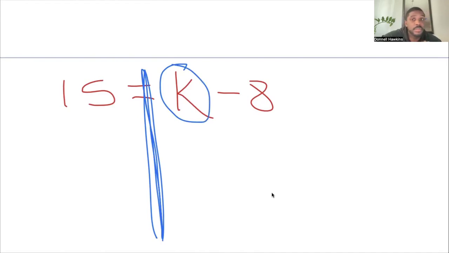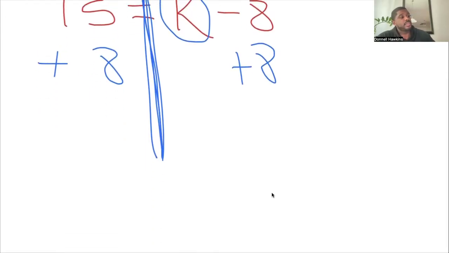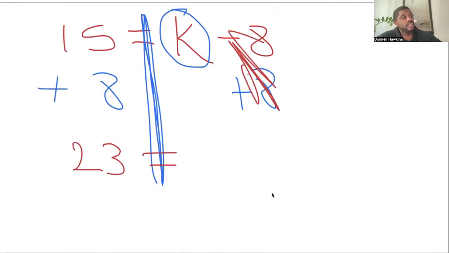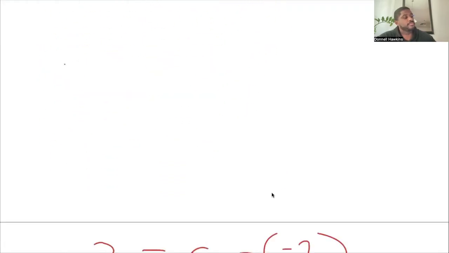I'm not looking at 15. I'm right here on this right side. This is minus 8. I do the opposite of minus 8. I add 8 on both sides. That's all I do. Just add 8. 15 plus 8, that should be 23. Okay, K, this is gone. K is by itself. Boom. We're done. Let's do one more.